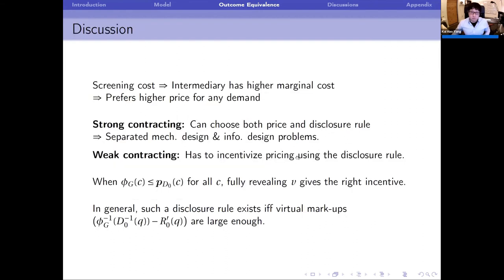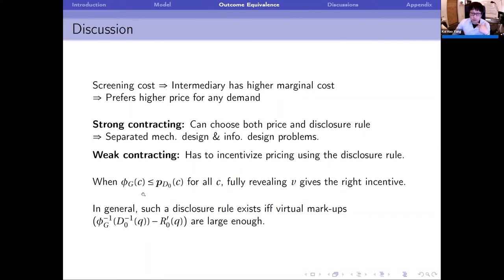Okay, so basically what happens here is that there's a screening cost, which effectively boosts the intermediary's marginal cost so that it's higher. So the intermediary would prefer a higher price than the seller does. Under a strong contracting model, the intermediary can just force the seller to charge whatever price it desires. But that's not true under the weak contracting model. Under the weak contracting model, the intermediary has to incentivize the seller using the information provided to the buyer.